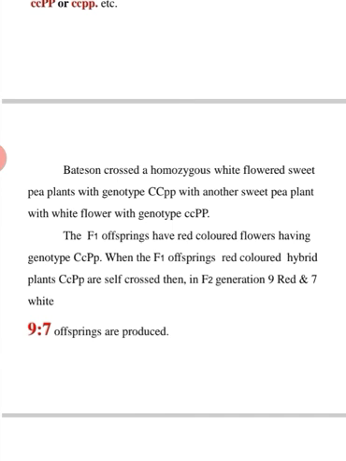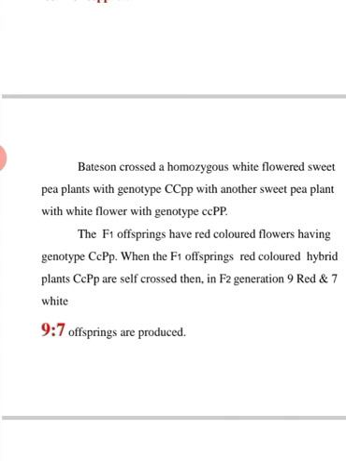Bateson crossed a homozygous white flowered sweet pea plant with genotype capital C, small p, with another white flowered sweet pea plant with genotype small c, capital P. Again you observe, in the first white flower only capital C is present, and in the second white flower only capital P is present. So due to the absence of both dominant genes together, red color does not appear.